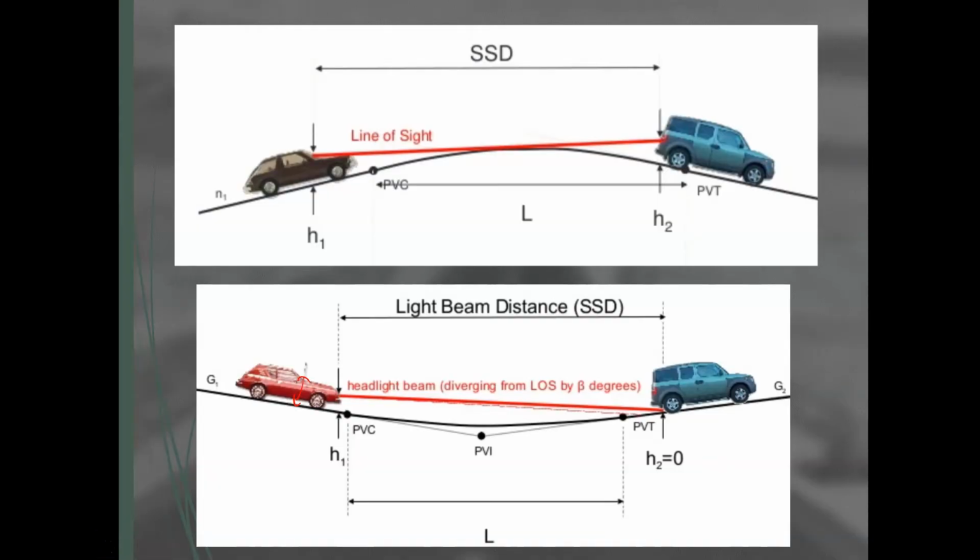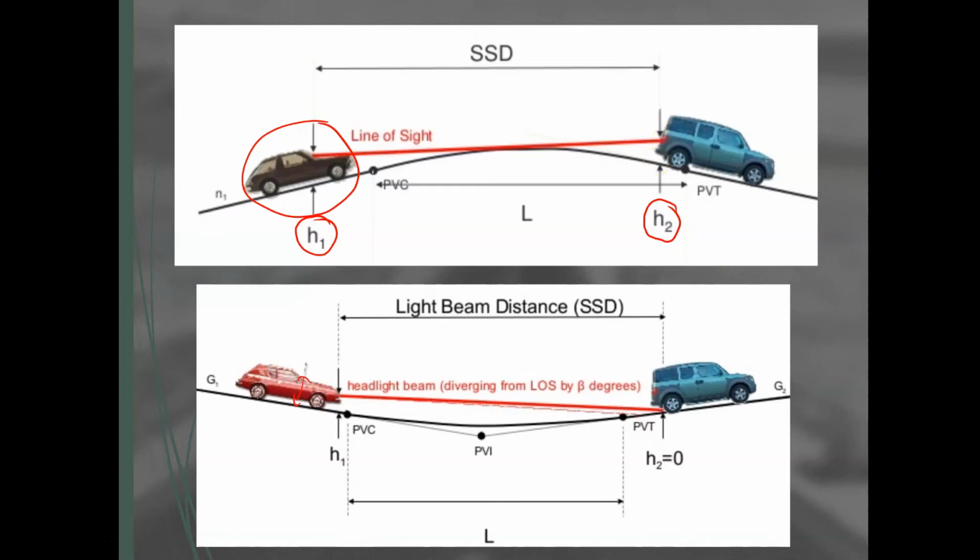Okay, what we have in this slide is two pictures, two diagrams, should I say, to show what we mean by the stopping sight distance. So you look at the top figure, the car on the left, and the value H1 here refers to the driver's eye, the height of the driver's eye above the road surface, whereas H2 is the height of the object on the other side of the curve.